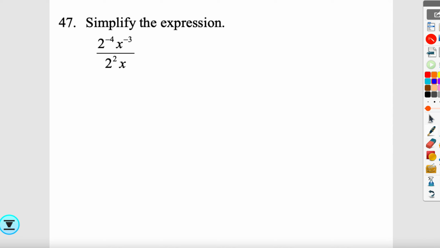All right, we're here now. So 47. Same thing, guys. We have quotient rule, right? The bases are 2 and x, right? So let's apply the quotient rule. So it'll be 2. What are we subtracting for the 2's? Negative 4 minus 2. Wait a minute. Top minus bottom, guys. This x doesn't have an exponent. What does it have? It has a 1. So then it'll be negative 3 minus 1, right?